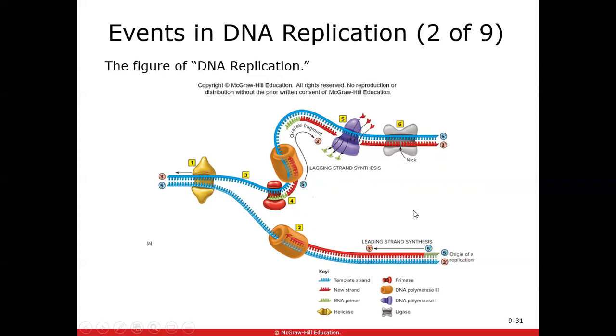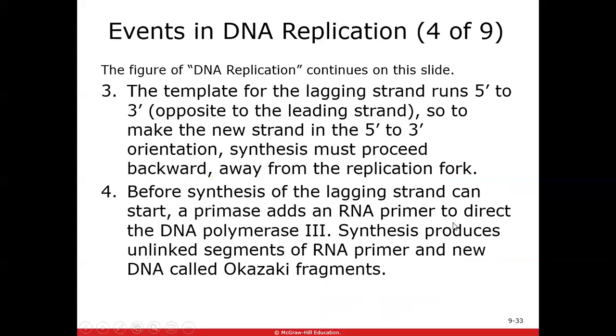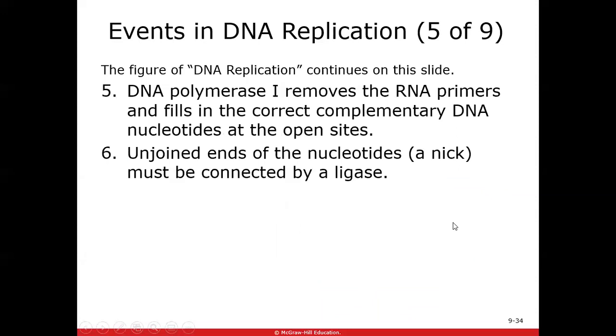And you have ligase. And we'll talk about that. The ligase actually connects the two Okazaki fragments. That's where you have DNA polymerase I removes the RNA primers and fills in the correct complementary DNA nucleotides at the open sites. And then finally, the unjoined ends of the nucleotides must be connected by a ligase.